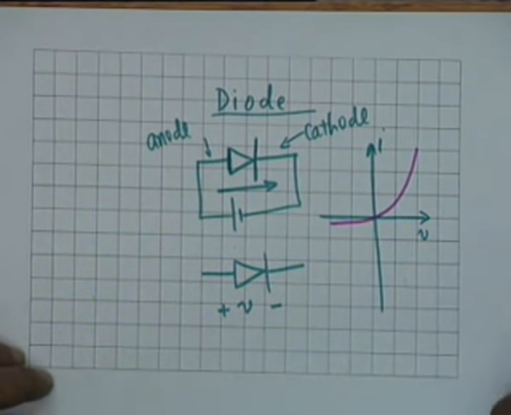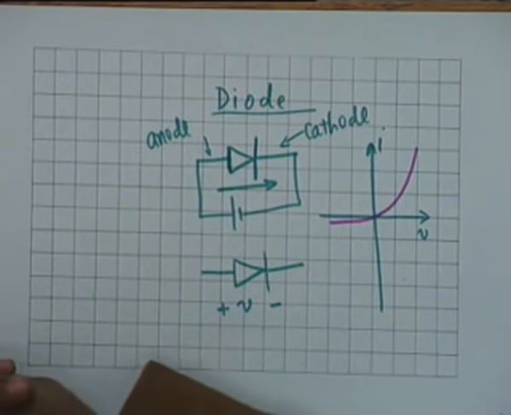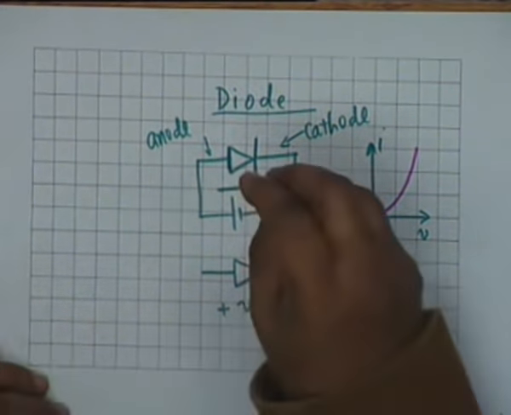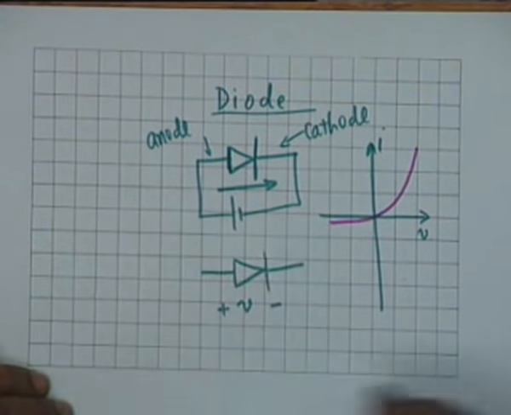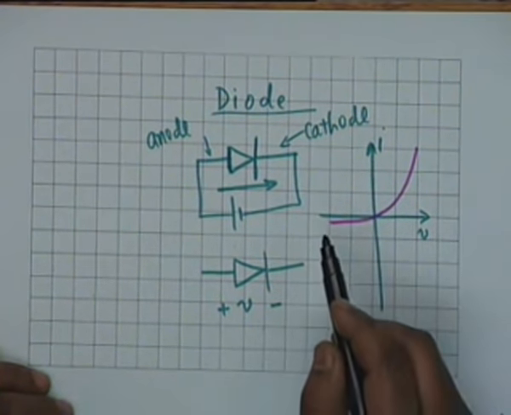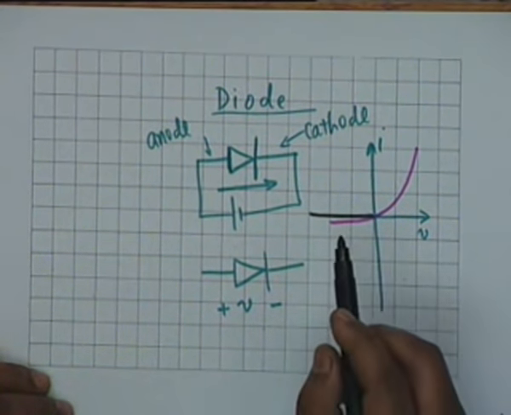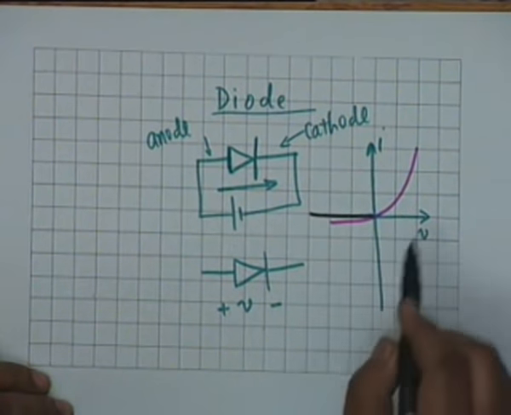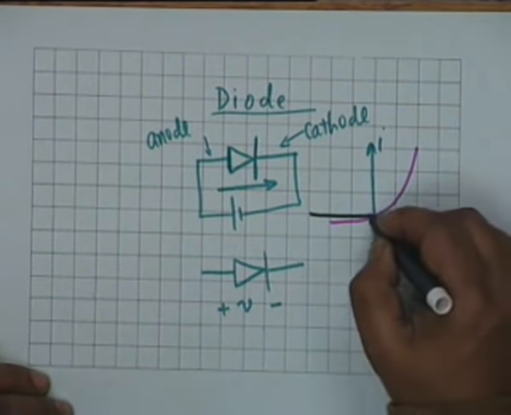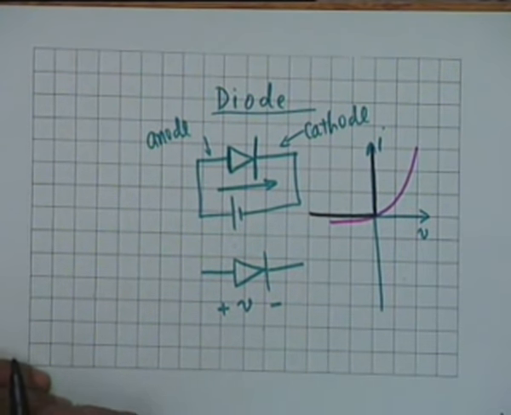Now, exactly like an op-amp, we would like to idealize a diode. The ideal characteristic of a diode, I idealize it by saying that the reverse current is 0. So the ideal characteristic is that it remains 0 like this, and when V is positive, the current increases without bounds.